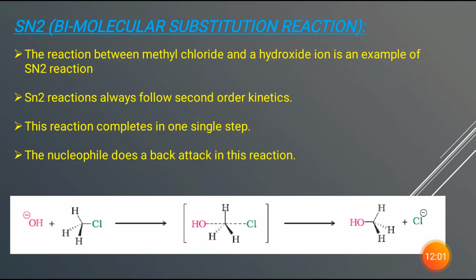SN2 reaction always follows second order kinetics. That means the rate of the reaction depends not only on the alkyl halide but also on the incoming nucleophile. This reaction completes in one single step. Your SN1 completes in two steps, SN2 completes in one step. You can remember it like ulta pulta. SN1 means two steps, SN2 means one step. The nucleophile does a back attack in this reaction.